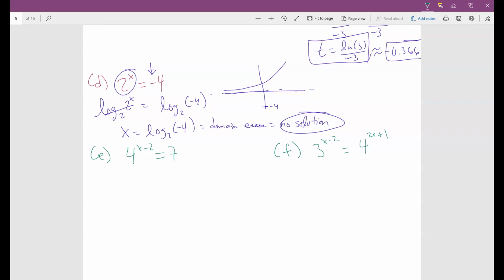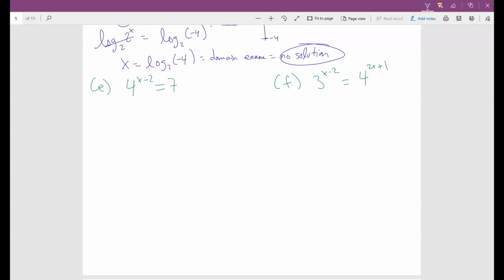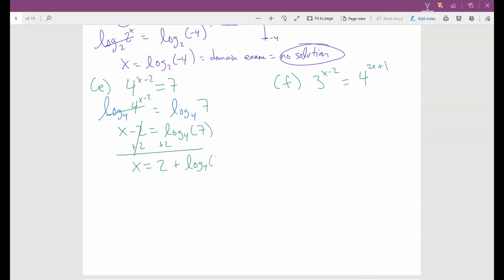So the first thing that you want to do with this guy is apply a log to both sides. So I'm going to apply log base 4 because that one's already been isolated. And then on the inside, I'm going to leave it as is, 4 to the x minus 2, and then a 7. So this is going to go away. I'm left with x minus 2 is equal to log base 4 of 7. Now I'm going to add the 2 to the other side to solve for the x. So x is equal to 2 plus log base 4 of 7. Okay, this is the exact answer.